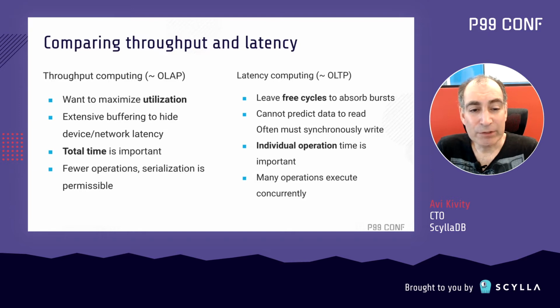The time of each individual operation is critical. There is often a user that is waiting on the other end, and so we need to make sure that all of the operations complete with low latency. Many of the operations have to execute concurrently. This is because we might be waiting on disk, and if we serialize operations, then we end up adding up all of the latency of individual operations, whereas if we execute them in parallel, we can overlap those delays. So you can see they're very different from each other.